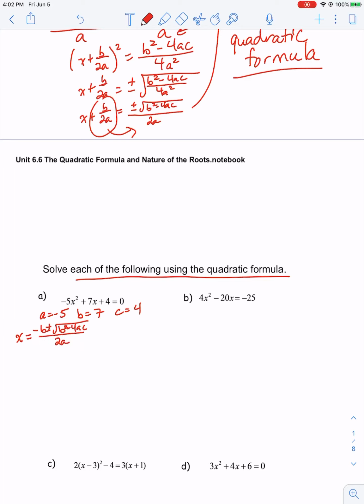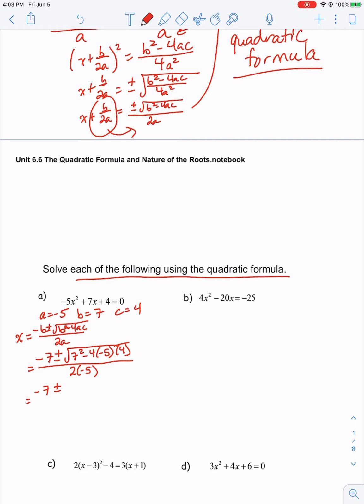And I say all over, not just over, because I see often students will only put the square root part over the 2a, but it's the whole thing that goes over the 2a. So what we get, opposite b, b is 7, so this is going to be -7, plus or minus the square root, 7 squared minus 4 times a, which is -5, times c, which is 4, all over 2 times a, which is -5.